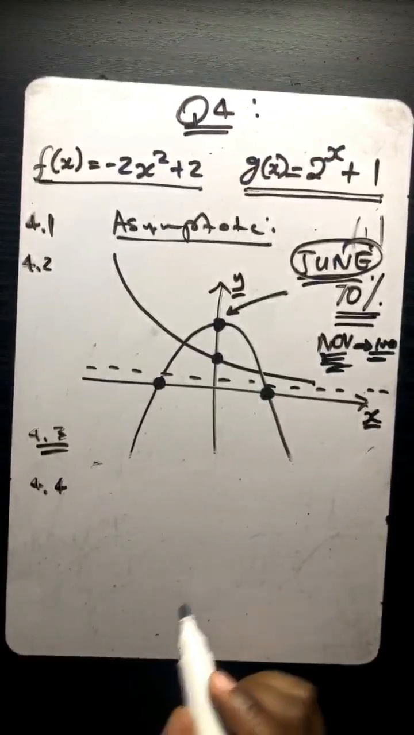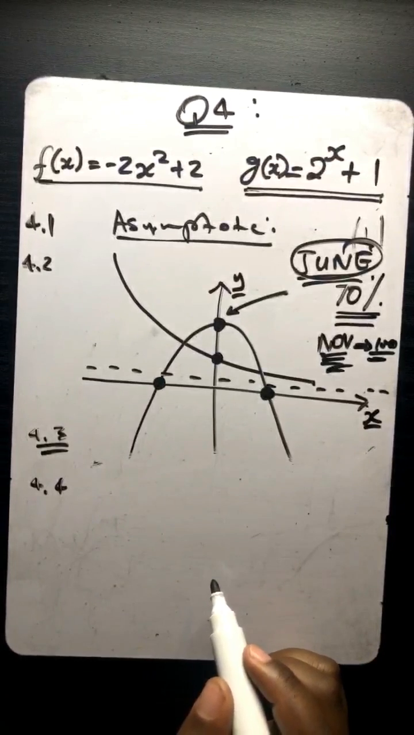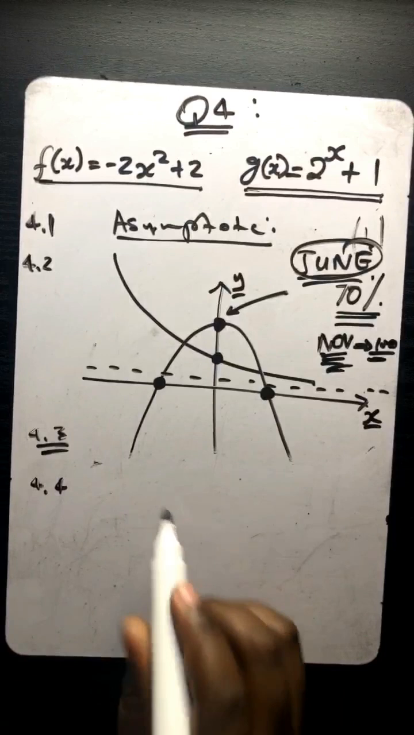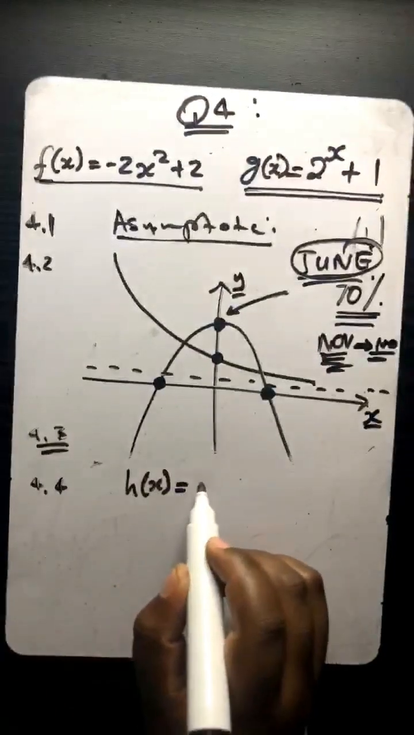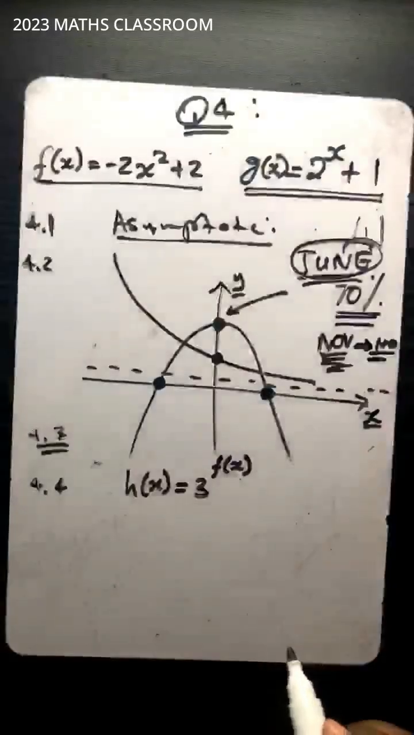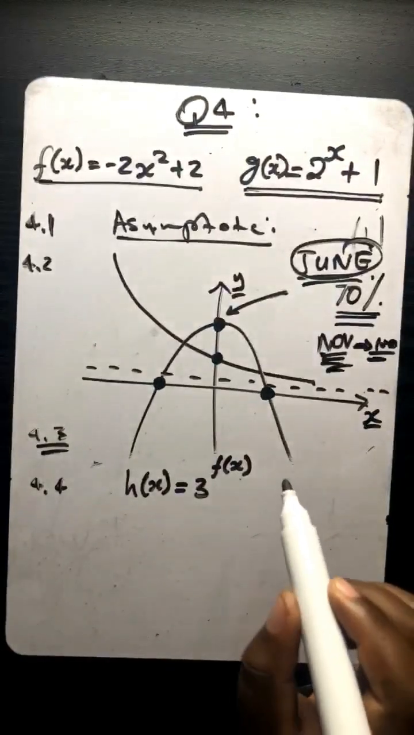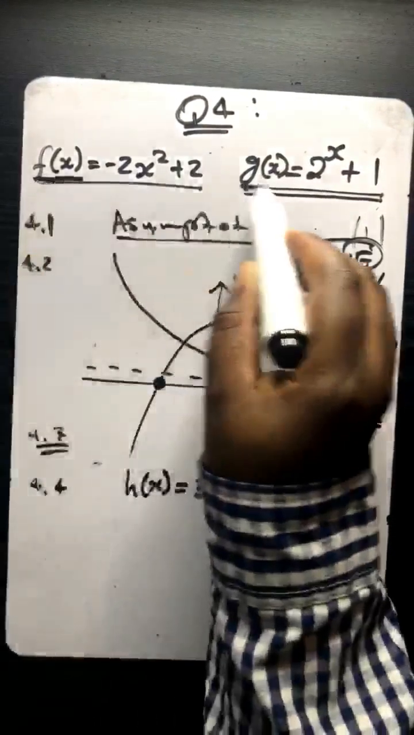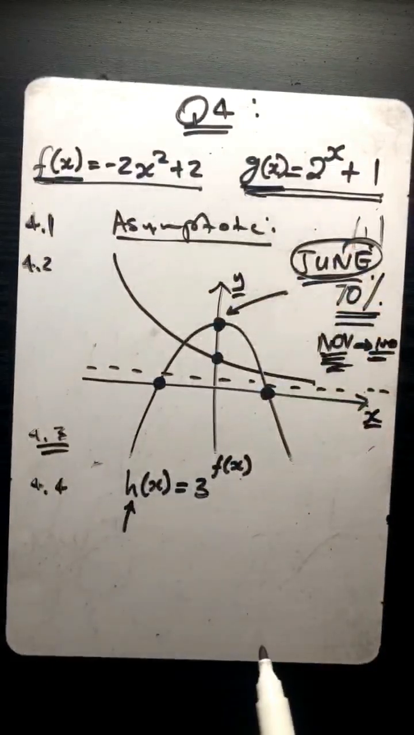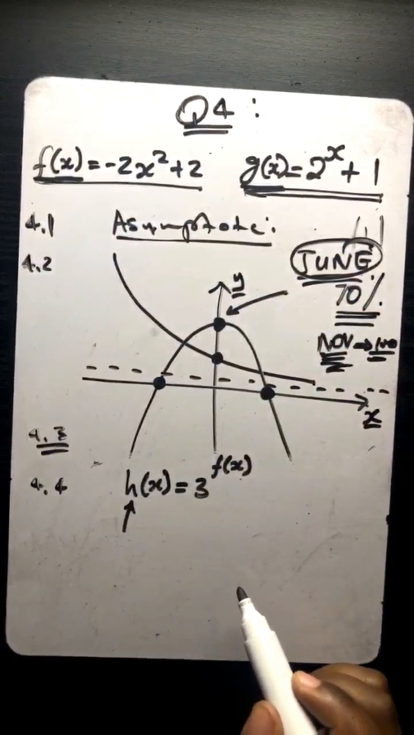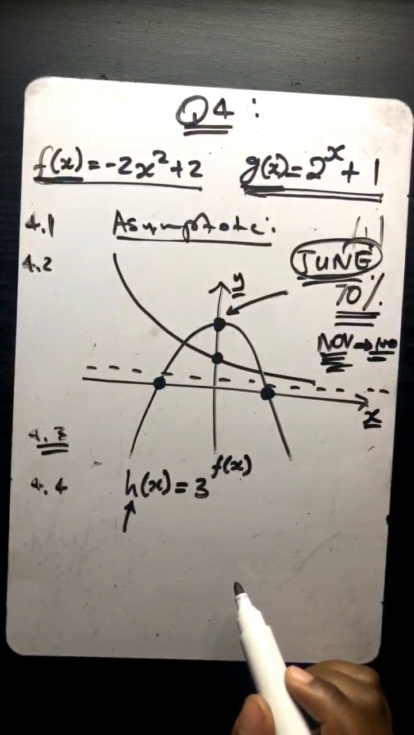4.4. They say determine the maximum value of h if h of x is equal to that. This is what I was trying to explain when I was saying as a chess player, it does contribute to your thinking. Can you see, in the beginning, they spoke about the graph of f and the graph of g, but all of a sudden, they are now talking about h of x. And at the same time, I don't even understand what they mean when they say the maximum value of h.